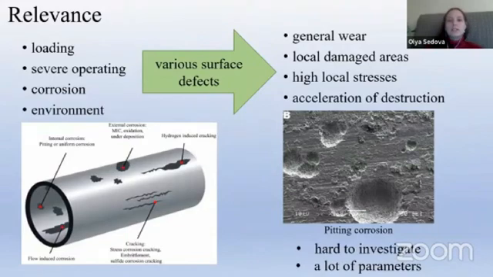Once appeared, surface defects act as stress concentrators and cause high local stresses and result in acceleration of the destruction of the whole structure. And it is really important to assess the strength and reliability of the structure that is under corrosion attack.